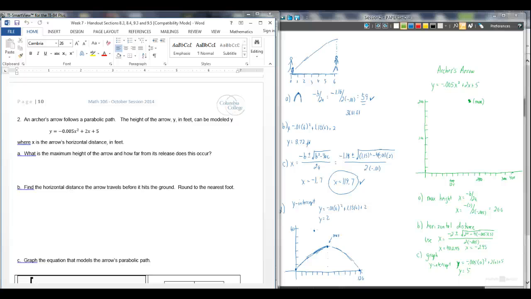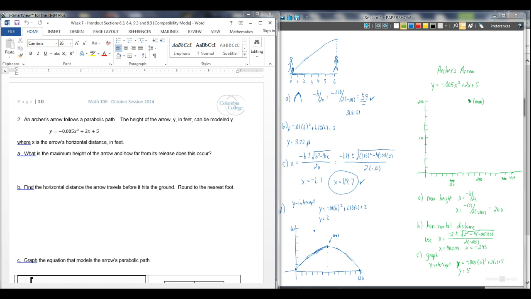For this example, we're going to look at an archer's arrow. So again, this one follows a parabolic path, and we're given the formula negative 0.005 x squared plus 2x plus 5. So I've already started this problem, and sometimes it helps to just start with a graph.